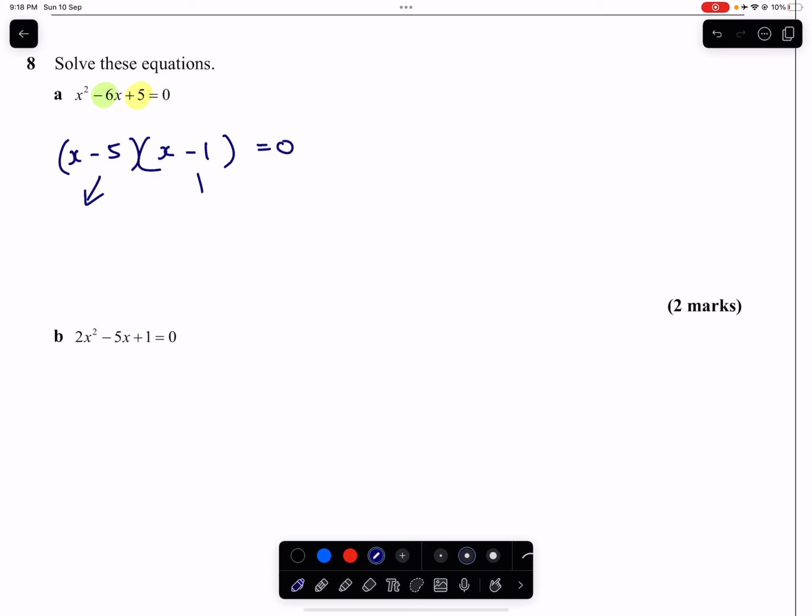We then set each factor equal to 0 because we've got to solve the equation. And that's going to give us two answers. One of them is 5, and one of them is 1.